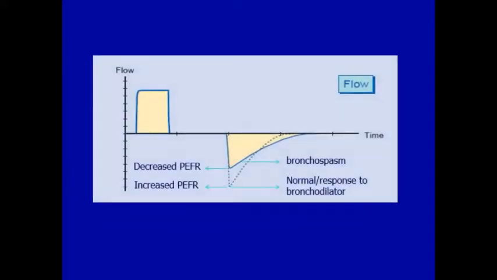Now here you can see the flow time waveform. This is the constant flow and inspiratory pause. This is the expiratory flow. Here we can see the peak expiratory flow is decreased. The dotted line is the normal peak expiratory flow, and the solid line is the expiratory flow time waveform in this patient. Here it is decreased. This decreased peak expiratory flow rate indicates bronchospasm.